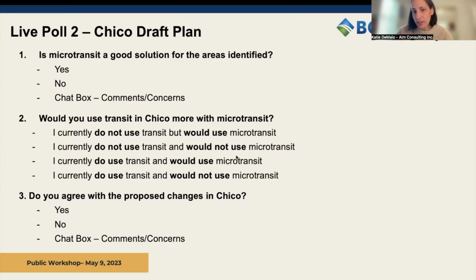The second question is a little bit more complex, so I'm going to walk us through it. So would you use transit in Chico more with microtransit? So you're going to have 4 options. The first is, I currently do not use transit, but I would use microtransit. The second is, I don't use transit and I won't use microtransit. The third being, I do use transit and I think microtransit's a good idea. And the fourth is, I do use transit, but microtransit maybe is not the option for me. And again, the final question, and would love for you all to participate, is do you agree with these proposed changes in Chico?